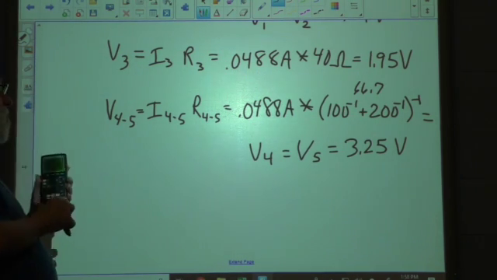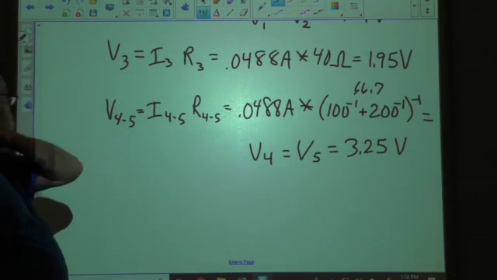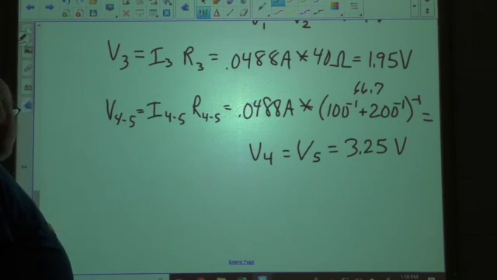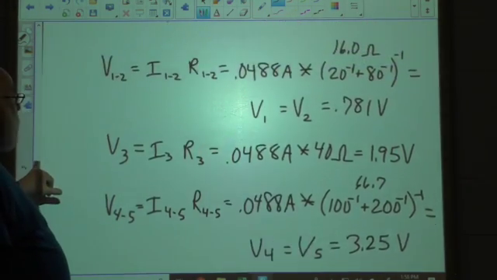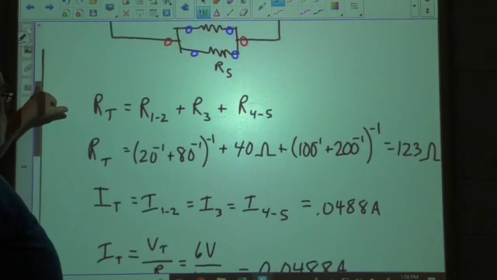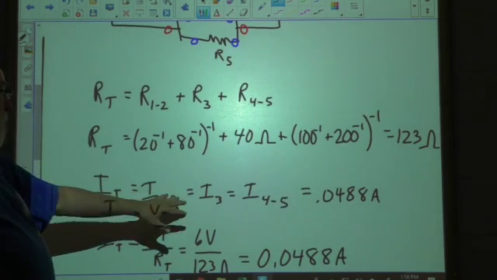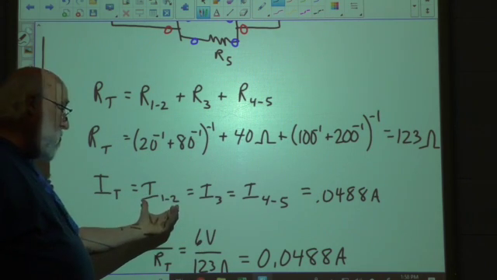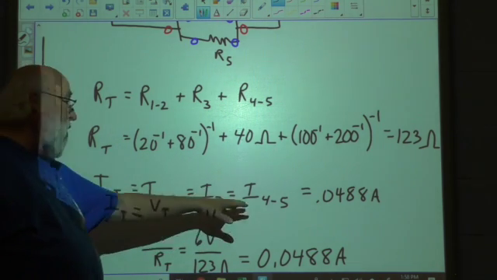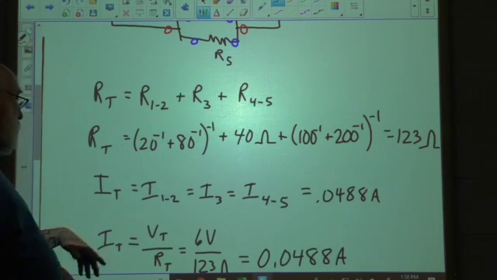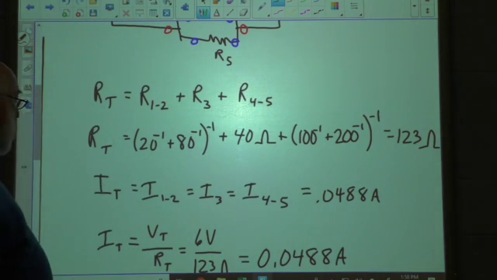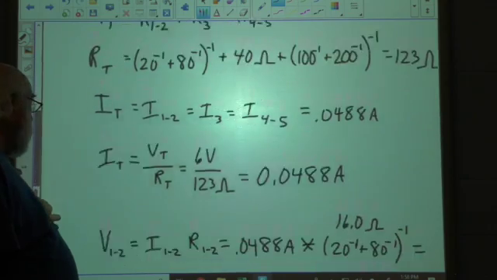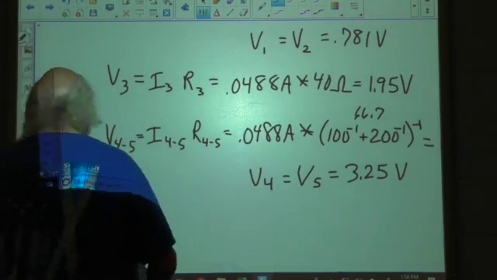All right. So we now have everything except for the current. We have I3, but we don't have I1, I2. We do have I1 and 2, but we don't have I1, I2, I4, I5. And they should add up to 0.0488. So let's go ahead and do that.